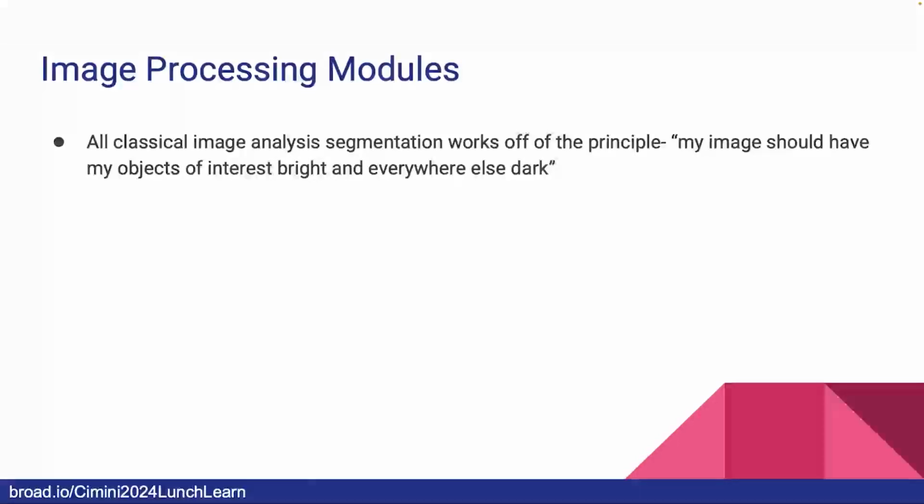I just want to briefly mention this idea, because it is going to be important whether you're using CellProfiler or whatever image analysis tool you're going to use, if you're doing segmentation or finding objects. Even if you're doing deep learning, it pretends you're not doing this, but you're actually doing this. All segmentation works off of the principle that the thing you care about is bright and everything else is dark. Even the things that pretend that they're not doing that are doing that.